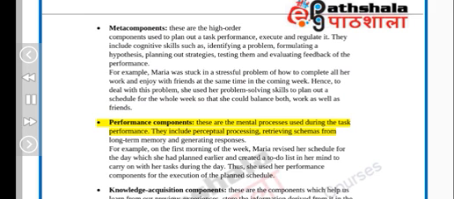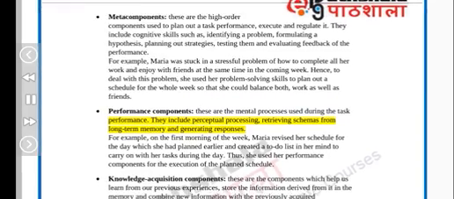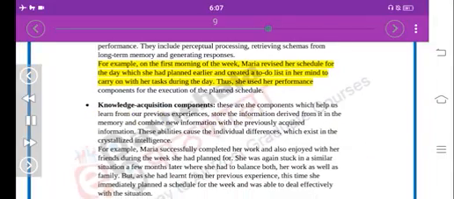2. Performance components. These are the mental processes used during the task performance. They include perceptual processing, retrieving schemas from long-term memory and generating responses. For example, on the first morning of the week, Maria revised her schedule for the day which she had planned earlier and created a to-do list in her mind to carry on with her tasks during the day. Thus, she used her performance components for the execution of the planned schedule.